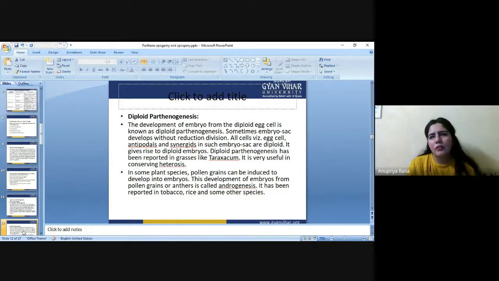means you can say this is rare, this is not a common process, and it is reported in grasses like Taraxacum basically, but it is very useful in conserving heterosis. So these are the basics of diploid parthenogenesis.